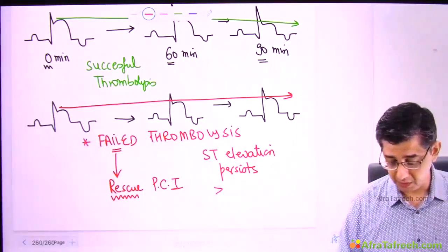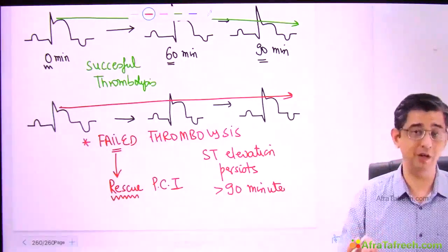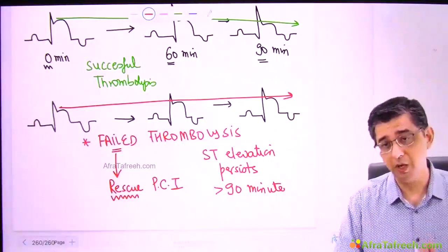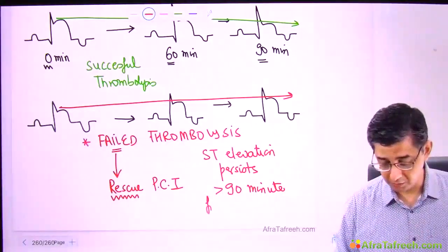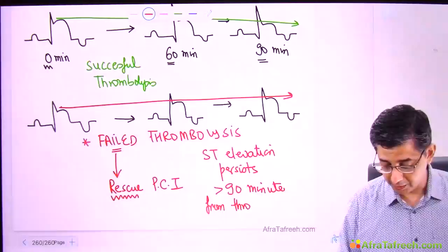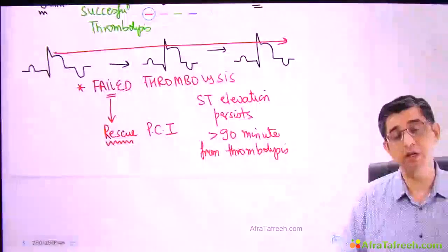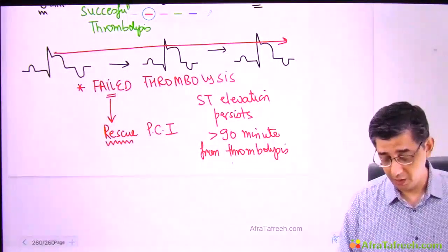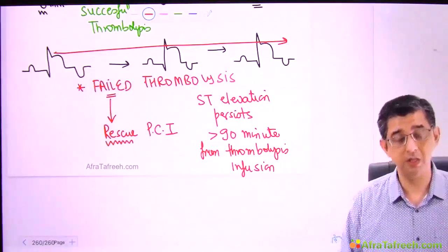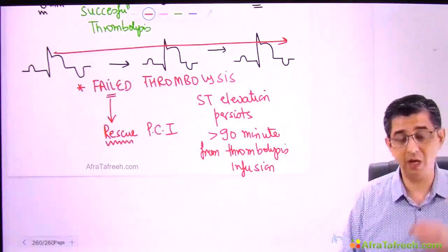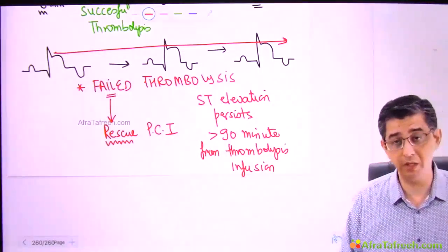Even the chest pain of the patient might be persistent, but chest pain is not a reliable criterion, because you're trying to suppress it using morphine. So ST elevation persists even 90 minutes from thrombolysis infusion. Please remember this statement very carefully, because I have seen very brilliant people making mistakes between a primary PCI and a rescue PCI. Primary PCI is when you do it right away, but in this case we first tried thrombolysis. Since the thrombolysis was not successful, and how did you know it is not successful? Because the ST elevation is persisting or might be showing an increasing trend as well.